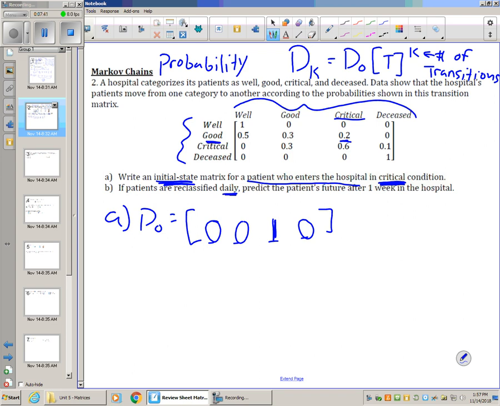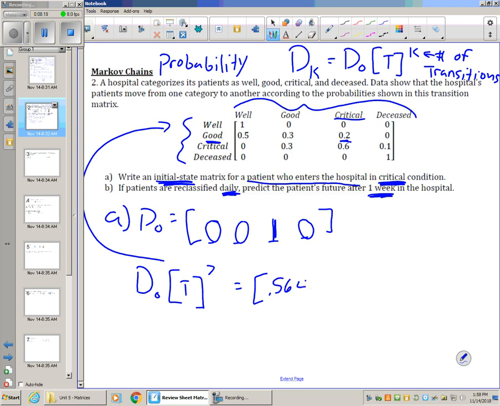Now, if I take this critical person and I want to know the number of transitions daily after 1 full week, I want to know what this patient's condition would be after 1 week. You would take your D sub 0 here, okay, and you would again multiply it by your transition matrix, which is this matrix here. But after 1 week, that is 7 transitions, so you raise it to the 7th power. And here, I probably round to 2 or 3 decimal places, but what I'm getting is a row matrix, 0.564, 0.062, 0.09, and 0.284.